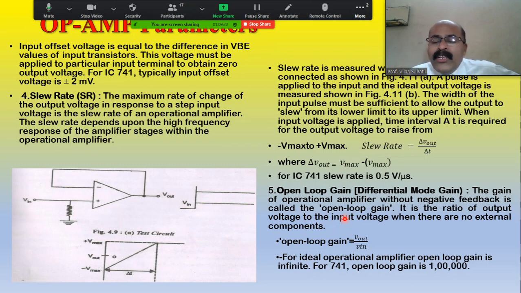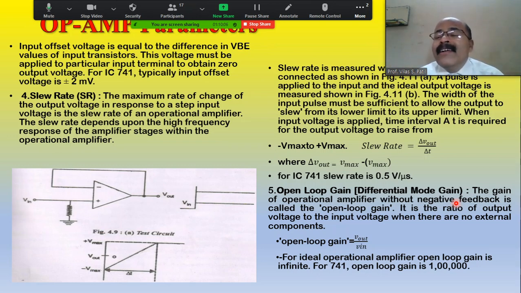After that we are going toward the open loop gain in differential mode. And what is that parameter? The gain of an operational amplifier without negative feedback is called the open loop gain. See here the process of feedback. In the case of a transistor amplifier, we know that there is positive and negative feedback, and feedback is the process of injecting some part of the output back to the input.